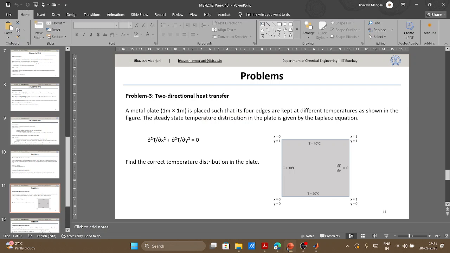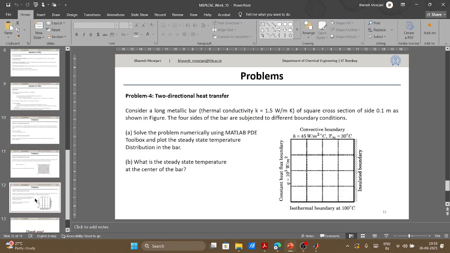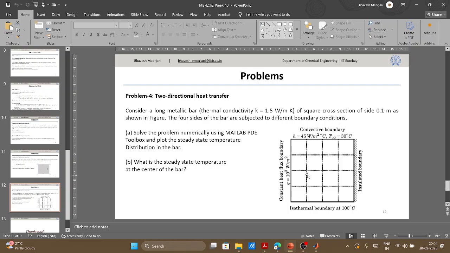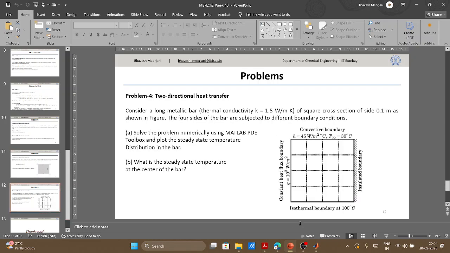Okay, apart from that, you have this problem 4 also, but since we are out of time, I am not solving it. This is essentially the same as problem number 3. Instead you have just some different conditions, right? So insulated boundary, same as the previous one. So your gradient will be 0. This is at constant temperature, and at these 2 points you will have heat transfer, right?